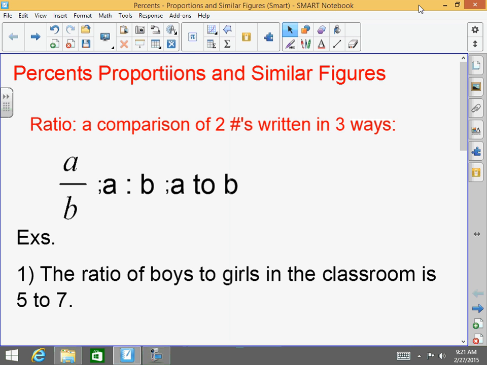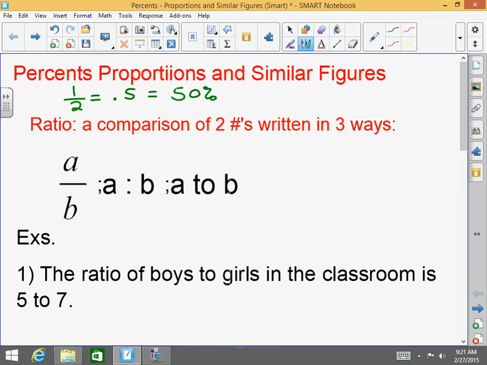Well, guys, if you remember, a fraction, for example 1/2, can be turned into a decimal, which is 0.5, which can be turned into a percent, which is 50%. Fractions, percents, and decimals can have the same value just in different forms, okay?